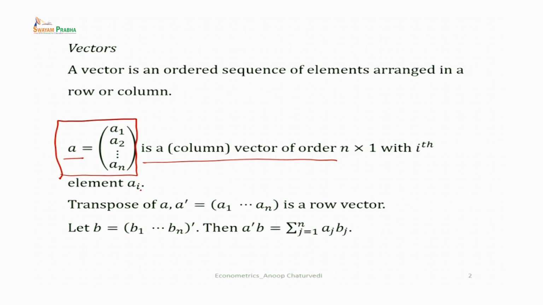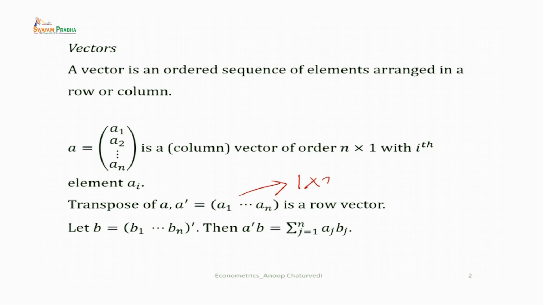Similarly, if we arrange these elements in a row, then we get a row vector. Then we define the transpose of a vector A as, say, A transpose equal to, you arrange all these elements in a row. So, A transpose is a row vector. Actually, the order of this vector is 1 cross n. This has one row and n columns, you can say. Now, suppose B is another vector which has elements B1, B2, ..., Bn. So, B is also an n cross 1 vector.